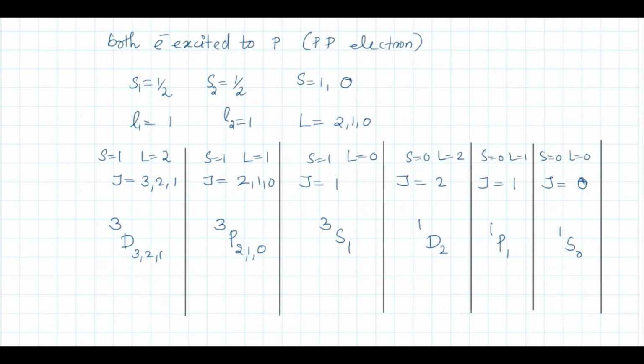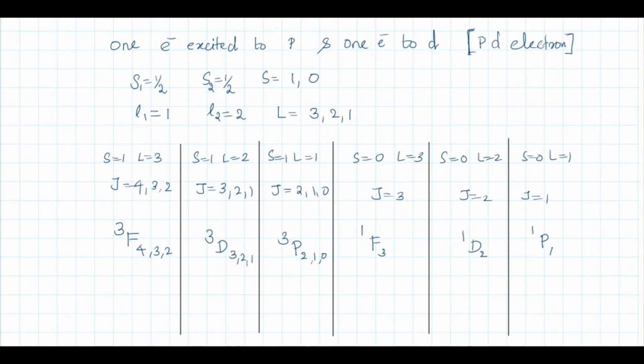Now with S equal to 0, they are singlets. And depending on the L value, you can have D, P or S. 1D2, 1P1, 1S0. Okay, these are the possible spectroscopic terms for two P electrons. Suppose one electron is in P and the other one is in D. In an excited state, you can consider one electron at P and one electron at D, and it is a PD electron configuration. Again, S1 half, S2 half, S equal to 1 or 0.